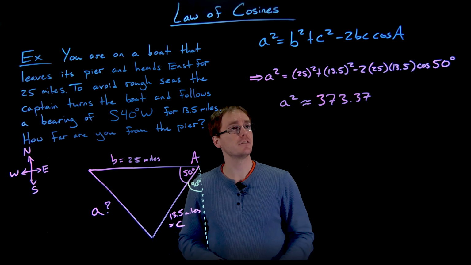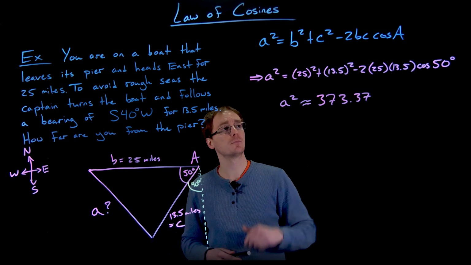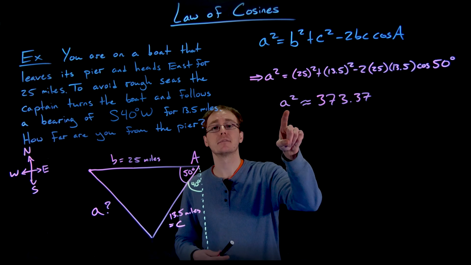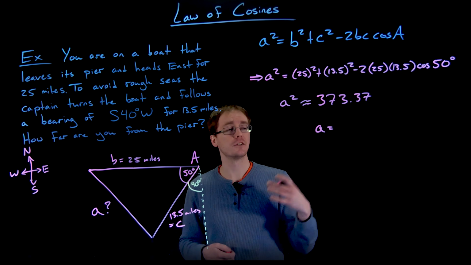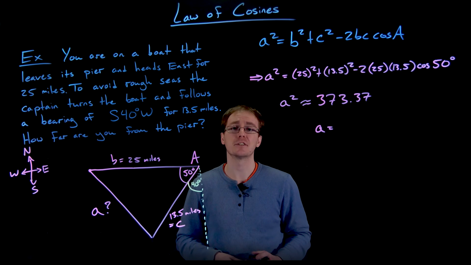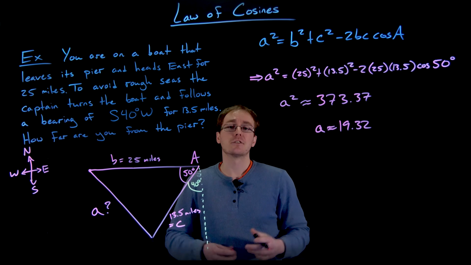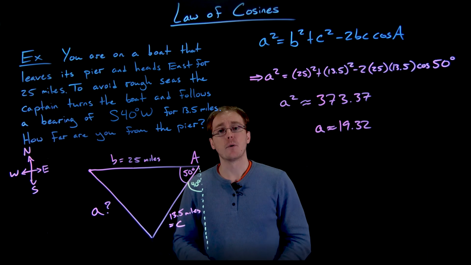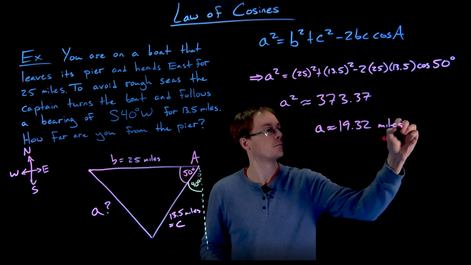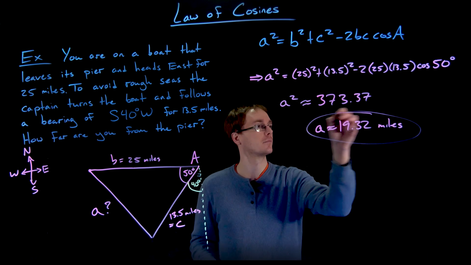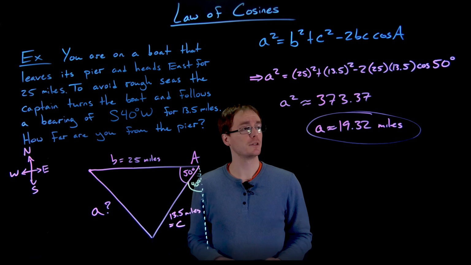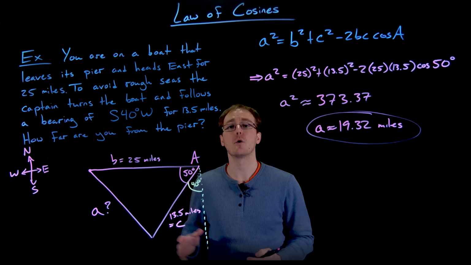What the calculator should give us is that a squared is approximately equal to 373.37. Remember, this is a squared, not a itself. To find a, we just have to take the square root of 373.37, and that gives us a value of approximately 19.32. Our units here are miles. So using the given information, we were able to determine that we are approximately 19.32 miles away from the pier.